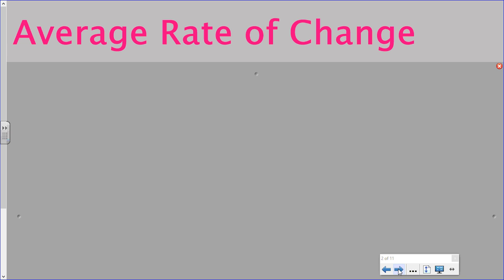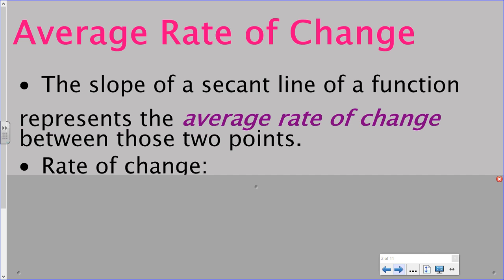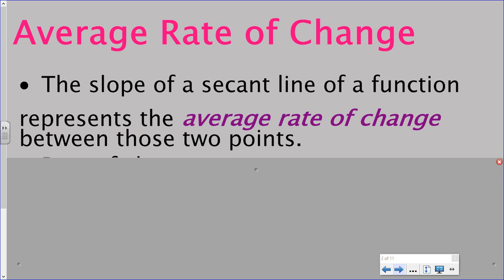But are all functions lines? No, we have a lot of functions that are not lines, okay? But we can't just find the slope of a parabola, right? It changes constantly. But what we can find is the average rate of change, okay? So the average rate of change is the slope of a secant line between 2 points on a function, okay? Write down what you need to, and then I'll draw you a picture.